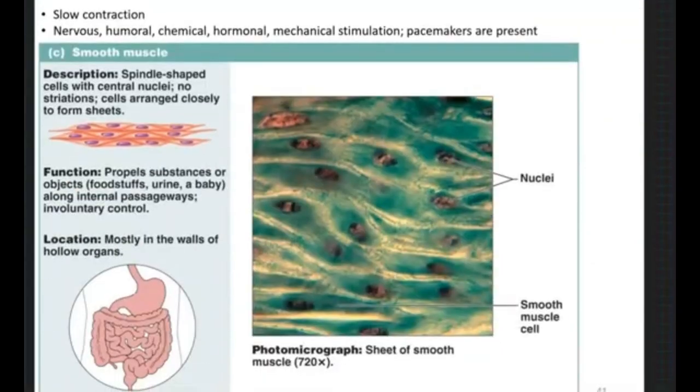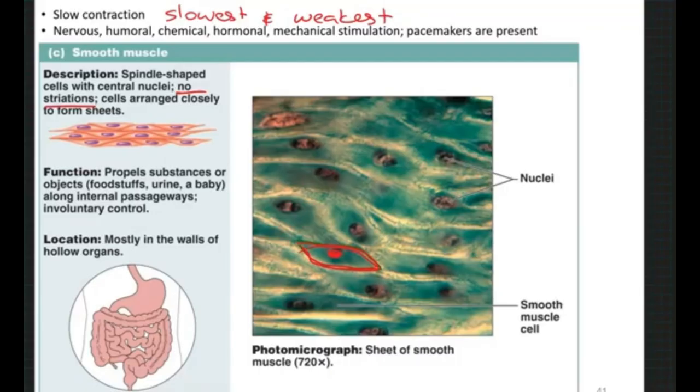Now, the third type is smooth muscle. Shape-wise, totally different. If you look at the cell, yeah, that's a great selection of color on my side. If you look at the cell, it's kind of spindle-shaped. It has one nucleus. It has no striations. And cells usually form large sheets. Slowest and weakest contraction.